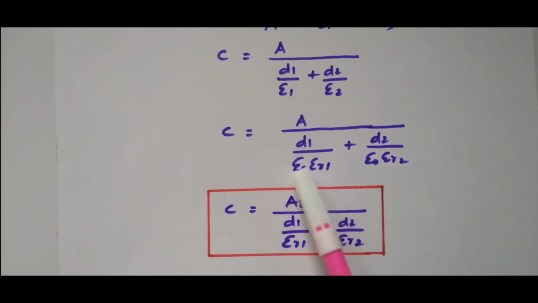So this epsilon naught can be taken common. This epsilon naught is available in both the terms. So 1 divided by epsilon naught will go into the numerator, so that C equals A epsilon naught divided by d1 divided by epsilon r1 plus d2 divided by epsilon r2, right? So this is the expression for capacitance with two different dielectric materials.